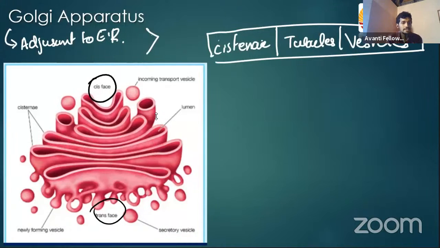Okay, probably you can see here how the cis is there, how the trans is here. So here you can find cisternae. Here you can find the cisternae, and here you can see the tubules, and you can also see the vesicles. So these are the structures as you can see on a regular basis.